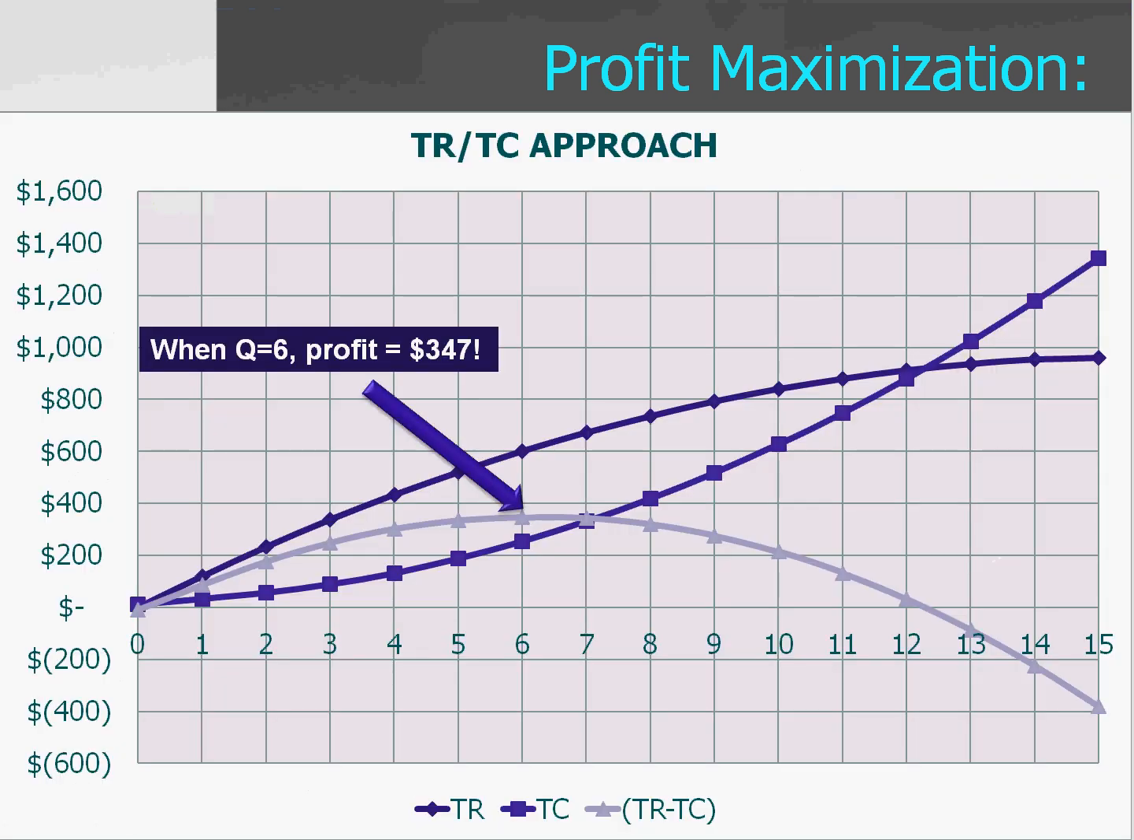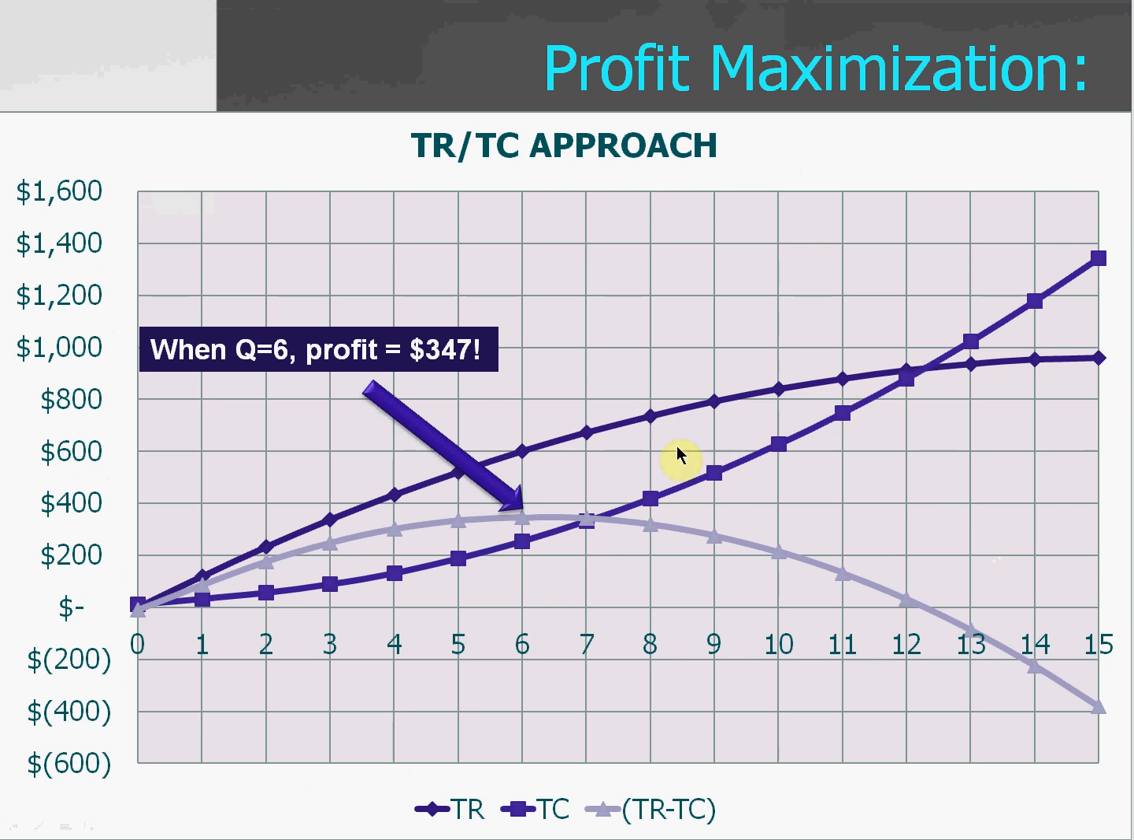How does this look graphically? Here, I've simply used these columns and created a chart in Excel. You can see the top one here. This is our total revenue curve. The bottom being our total cost curve, noting that the total cost curve will eventually again cross.